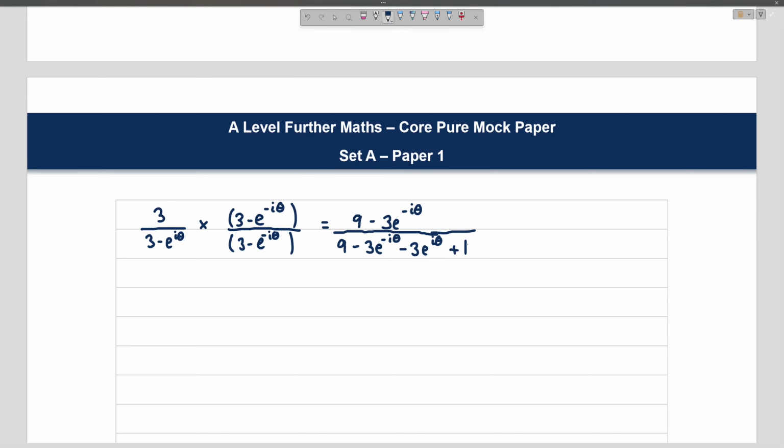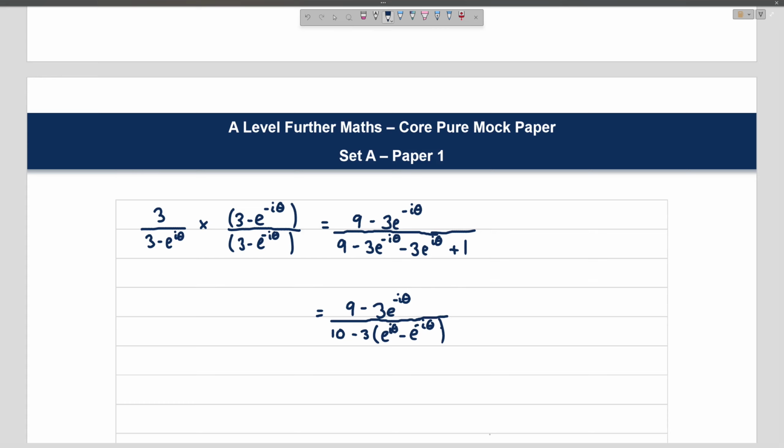Okay. So what I can do here is simplify. For the numerator I've got 9 minus 3e to the minus I theta. We'll deal with that a little bit later on, but for now that's absolutely fine. For my denominator, what do we get? So 9 plus 1 is 10. And now what I'm going to do is factor out the minus 3. So I get 10 minus 3 times by e to the I theta minus e to the minus I theta. Like so there.